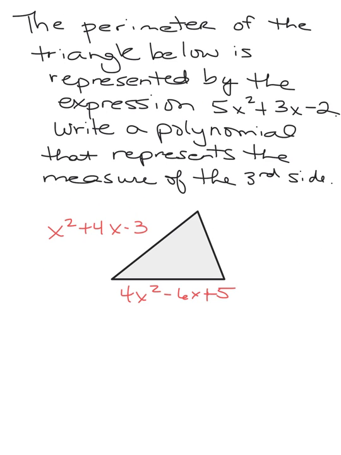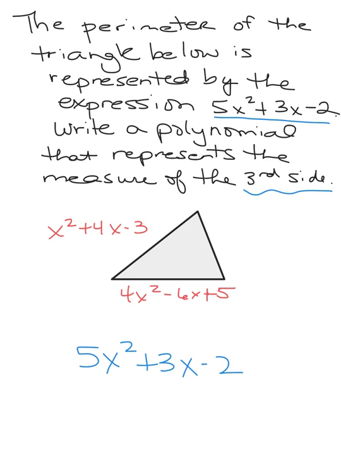Our next problem also involves perimeter, but this time we're looking at a triangle and it's a little different. It says the perimeter of the triangle below is represented by the expression 5x squared plus 3x minus 2. Write a polynomial that represents the measure of the third side. So in this problem, we're given the perimeter. We're asked to find the measurement of the third side. So let's just rewrite this. So I have 5x to the second plus 3x minus 2.